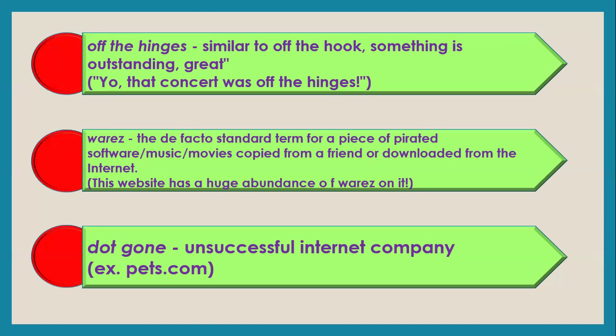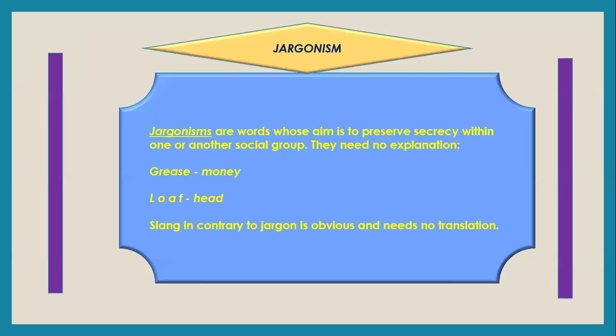.com, an unsuccessful internet company. Jargonisms. Jargonisms are words whose aim is to preserve secrecy within one or another social group. They need explanation. For example, grease, money, love, hat. Slang, in contrast to jargon, is abused and needs no translation.